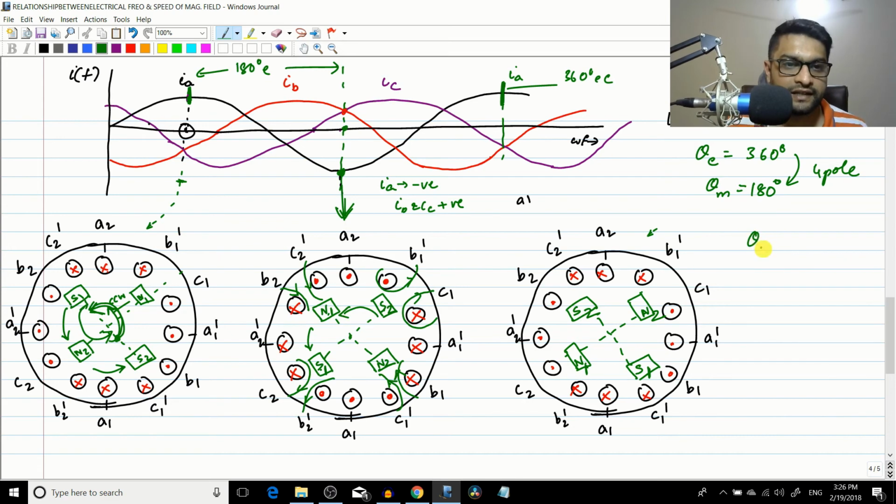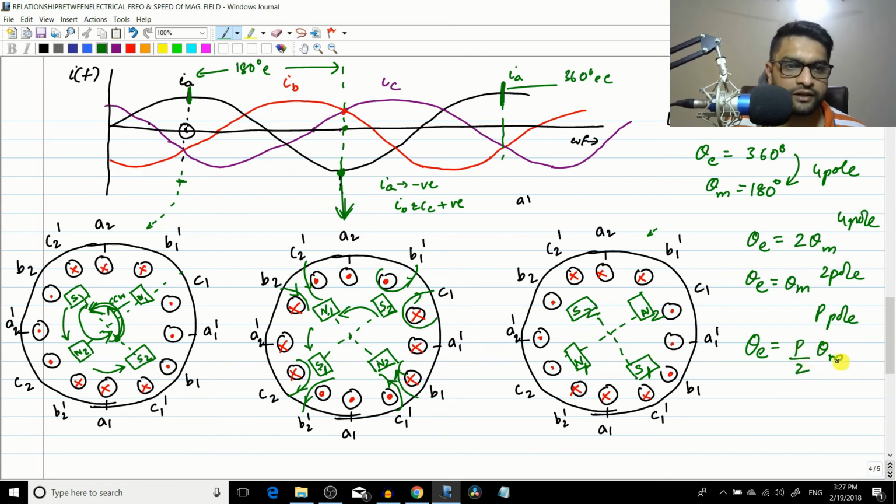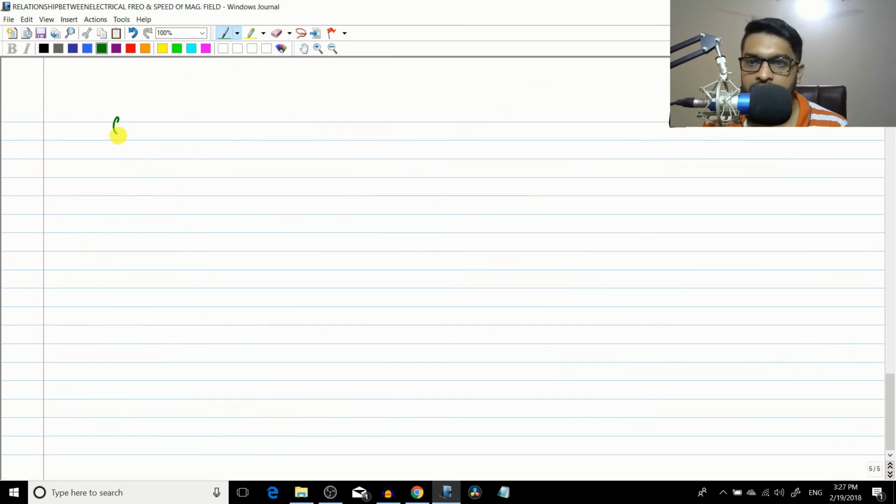Or I can tell that theta electrical is 2 times theta mechanical for 4-pole, and theta electrical was equal to theta mechanical for 2-pole. So if I write a general equation here, theta electrical for a p-pole machine will be equal to p by 2 into theta mechanical. If you substitute here and see, you will get the same values, okay. So theta electrical equals p by 2 into theta mechanical, okay. That means omega electrical will be equal to p by 2 into omega m, okay.